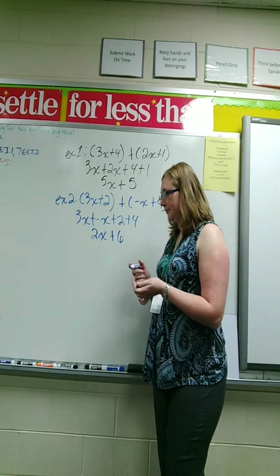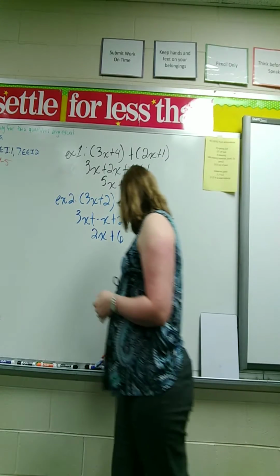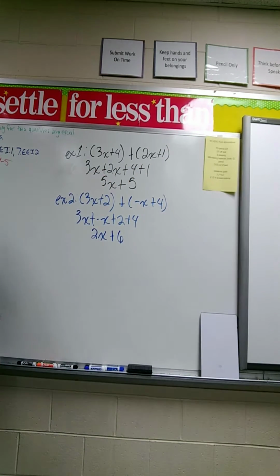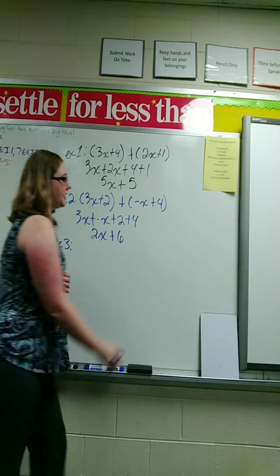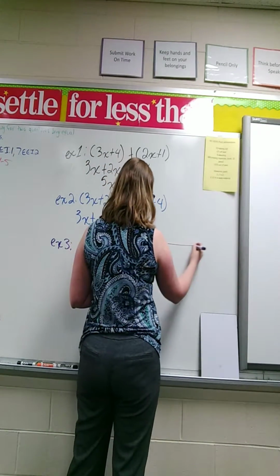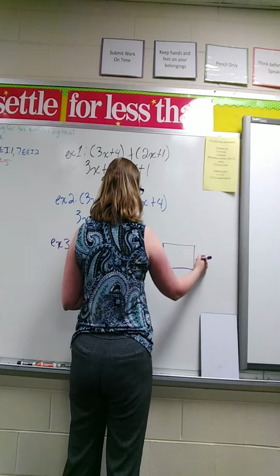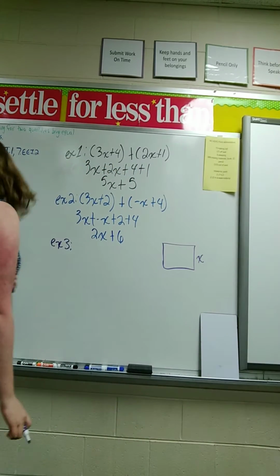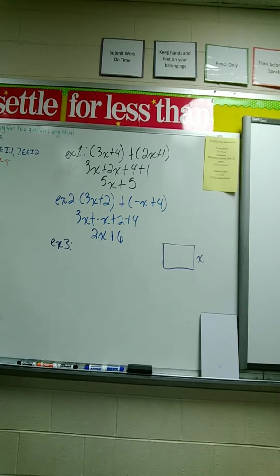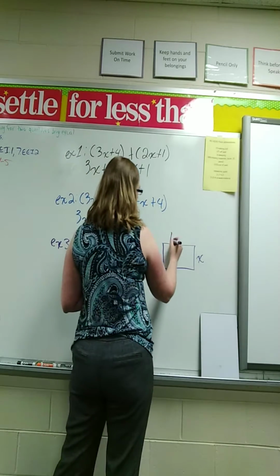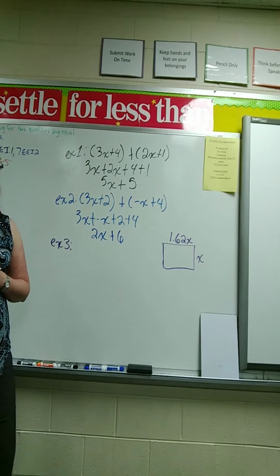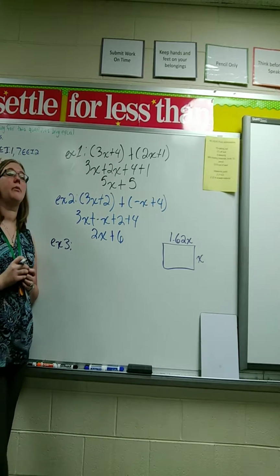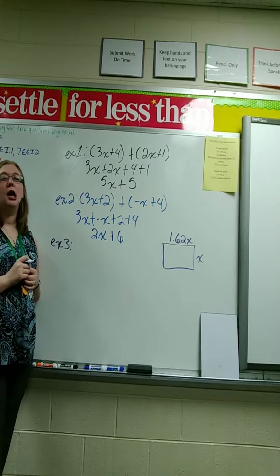Now, there's one other thing. Let's say that I had a rectangle. And that side length was x. And this was 1.62x. So, how can I find the perimeter?